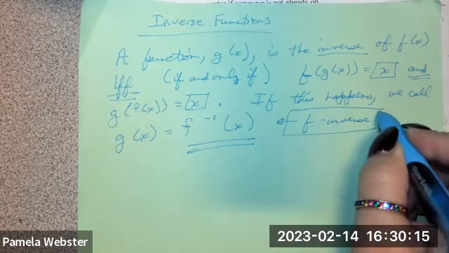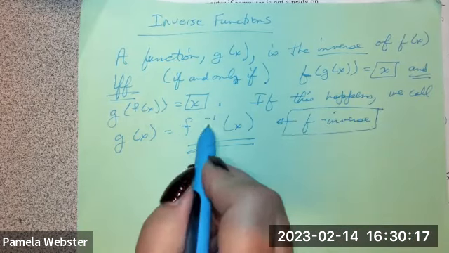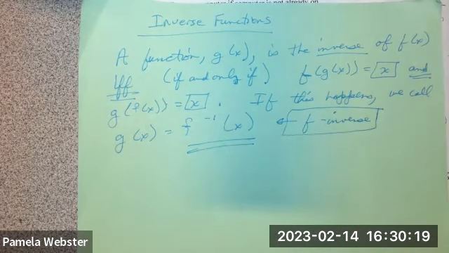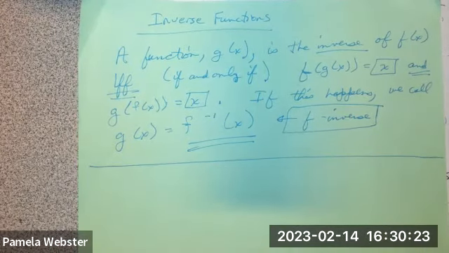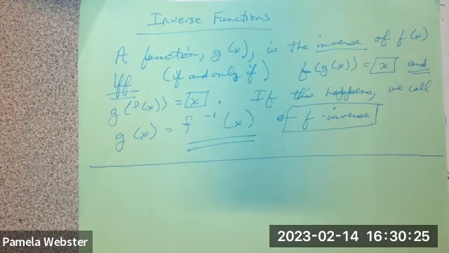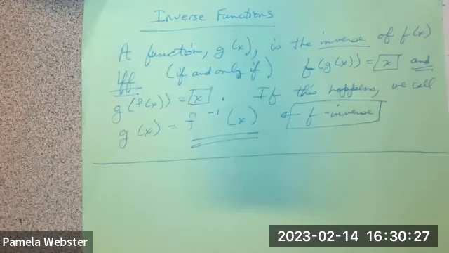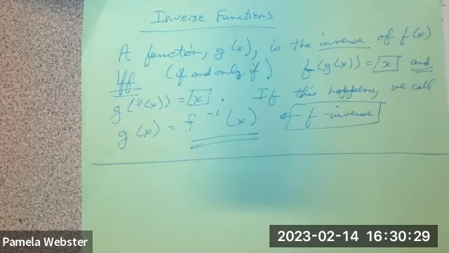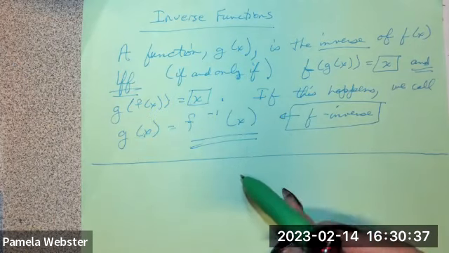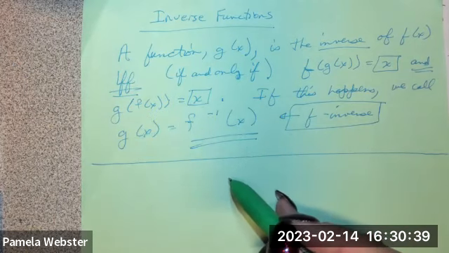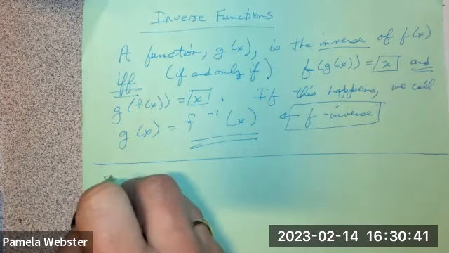Okay, so this little kind of exponent notation, but with a negative, when you see that somewhere, that means an inverse. So, okay, we have an original f function. We figure out what the inverse function is, which we're going to figure out how to do in just a second. And once we have that inverse function, we call that guy, g of x, we'll call him f inverse. This is the inverse for the function f. Okay, so here's some examples.